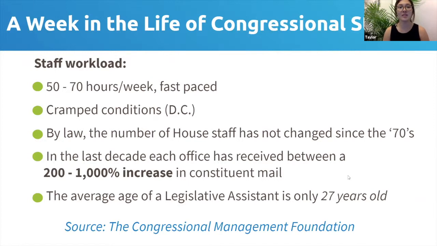And this is because the number of staff that a House member is allotted by law has not changed since the 70s. Despite the fact that the workload and the expectation has grown exponentially, each office has received anywhere from a 200% to 1,000% increase in constituent mail in the past decade alone, also including the invention of email. So they have 6,000 to 25,000 emails in a week.